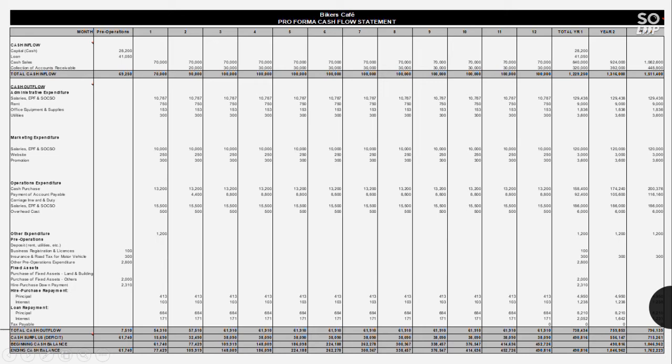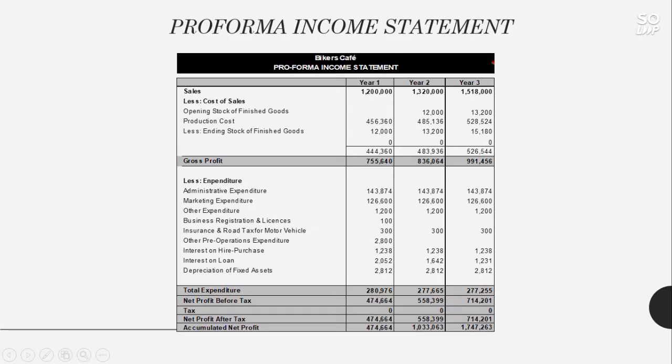Next is our pro forma cash flow statement. For pro forma income statement, our gross profit is at 755,640 at year 1. And it's going to increase to 836,064 at year 2. And it is going to increase to 991,456 at year 3.